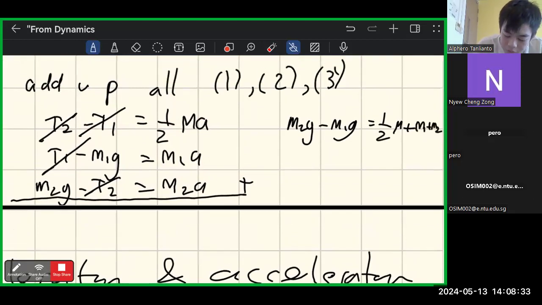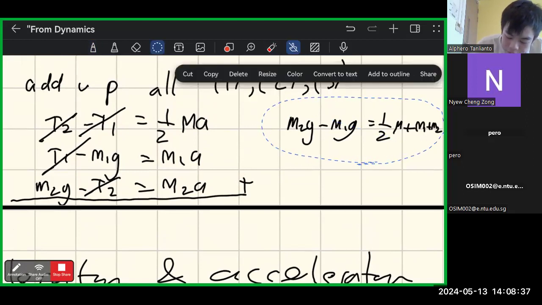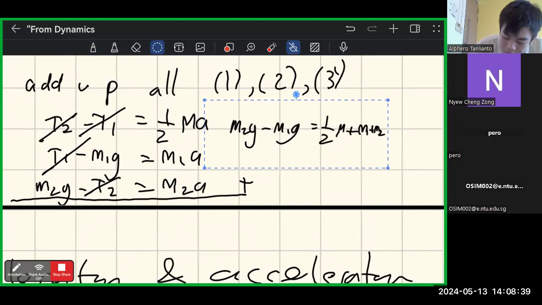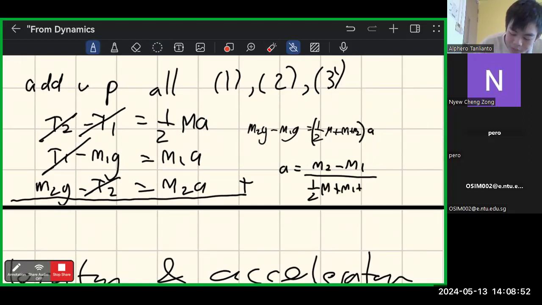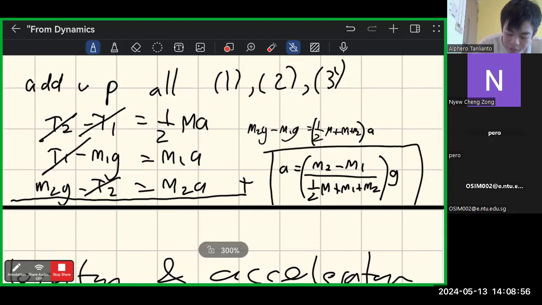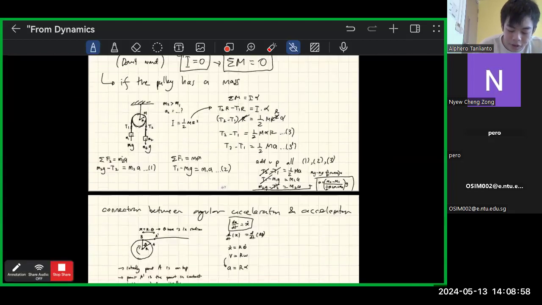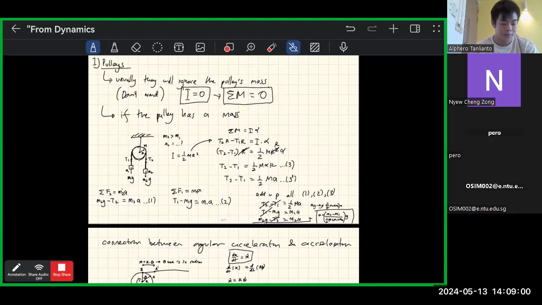Okay, I have to resize this. It's very packed, sorry. It's times A. So A equals M2 negative M1 over half of M added by M1 added by M2, times G. Yeah, this is the expression. You get it? Any question so far?